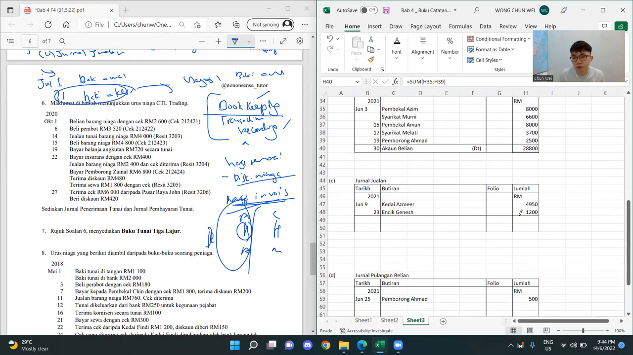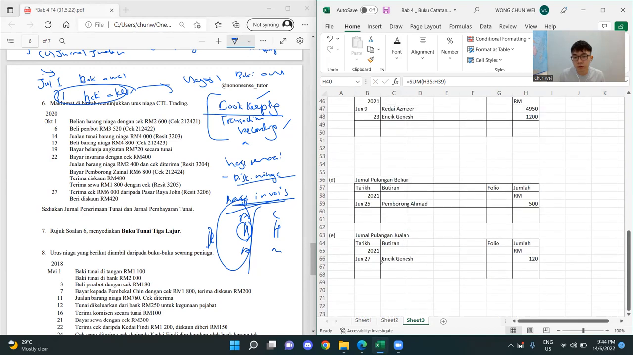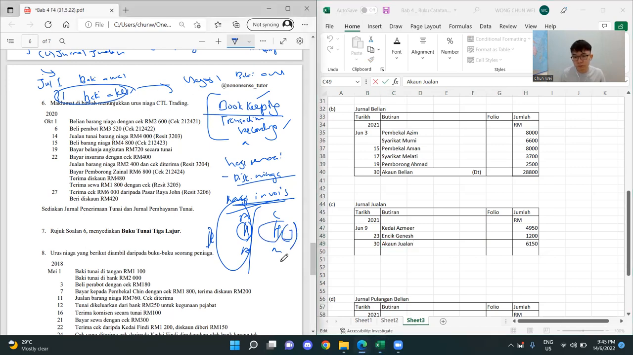The same thing goes to this one, this one, this one. So that's it. Account June. So jualan is actually in hasil. Okay, jualan is hasil because it's income, right? When you sell, it's sales income, and hasil is the income. So it's on the credit side. Therefore, this is in credit.